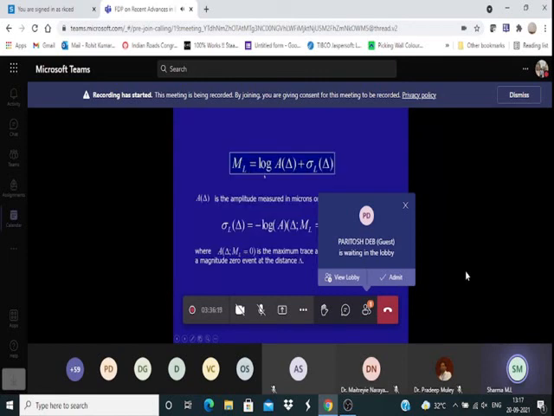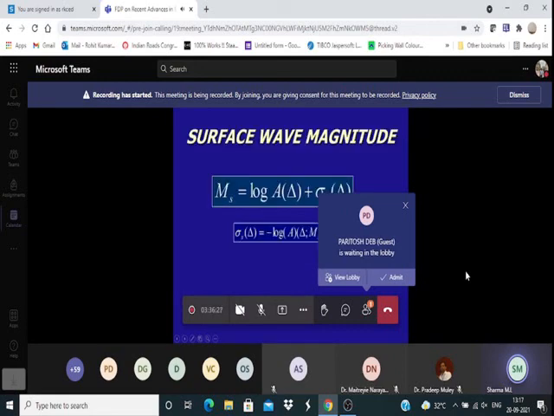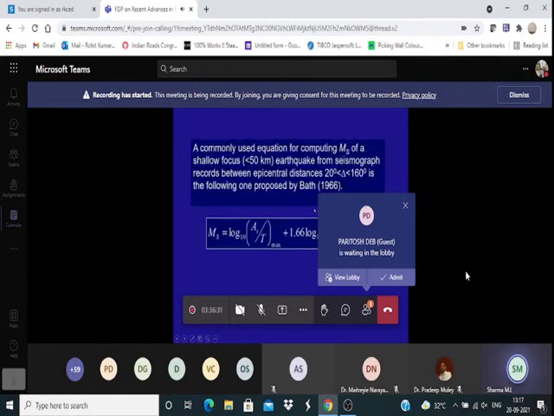So these tables are made, and then you can find the magnitudes based on the surface waves and all. Many people ask, no, we don't want to go for that, we want just the formula. This is one of the formulas for surface wave magnitude.